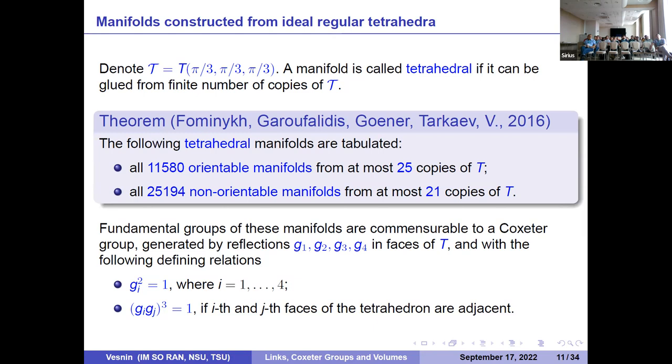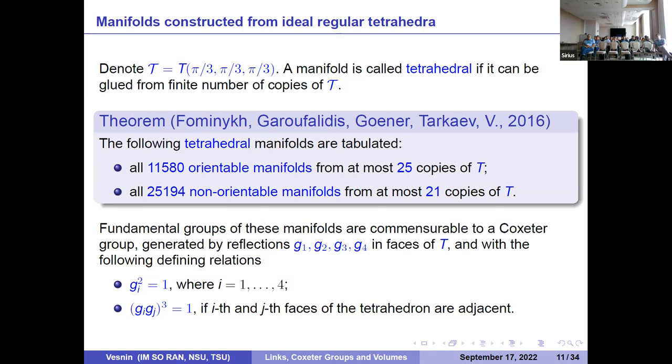So what I'm interested in now: let's consider this tetrahedron. We can discuss the group generated by reflections. You have four faces, so you can consider reflections, and there will be four generators, with relations as follows. Each generator is a reflection, and if you have two faces which meet in some common edge, where we know the dihedral angle is pi over three, then the product of the corresponding generators will have order three. This group is a Coxeter group with such relations. And all these manifolds are commensurable in this Coxeter group.